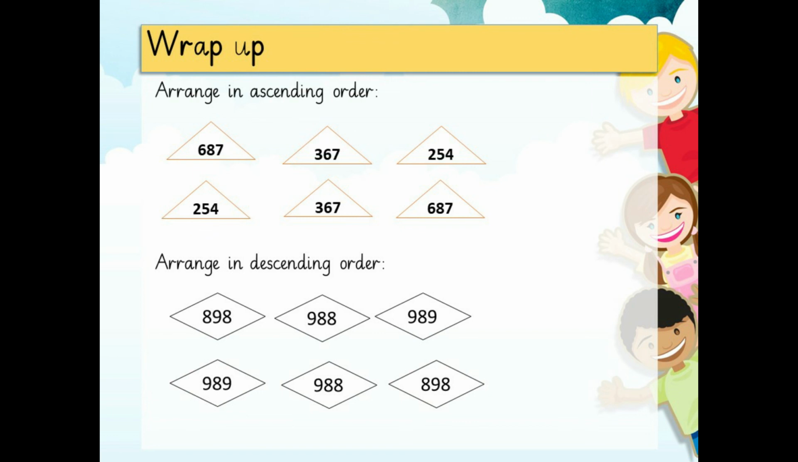Moving towards the next question, arrange in descending order. Look at the given set of numbers and you have to arrange from bigger towards the smaller. Descending means in decreasing order. Take your time. Let's come up with the answer. Yes, which is the greatest number over here? Yes, 989. Then comes 988 and the smallest one is 898. Correct answer.